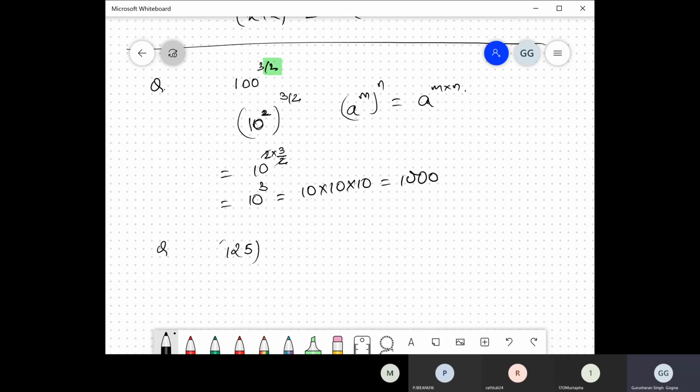125 to the power 2/3. So this number here is 3. How can you write 125 as a cube of some number? Now, can anybody guess? Keep your mic unmuted now because I'll be asking quick questions.